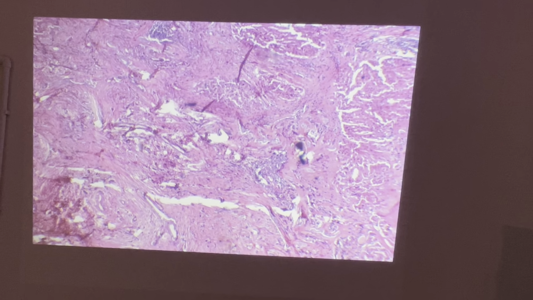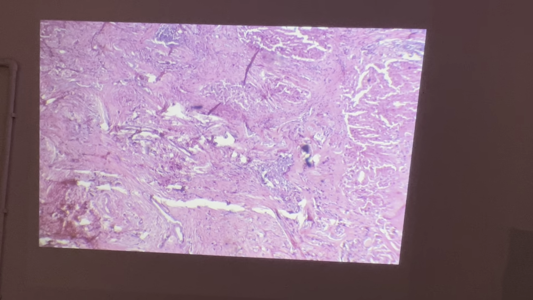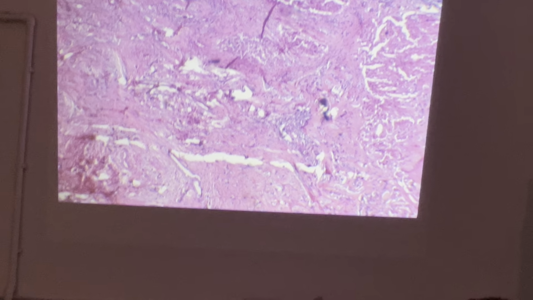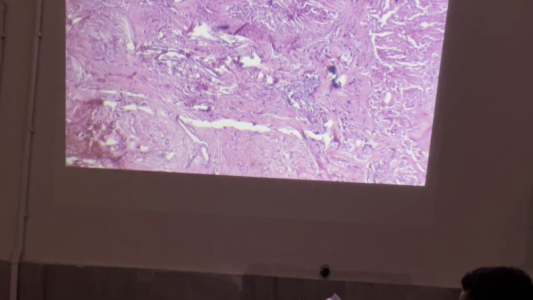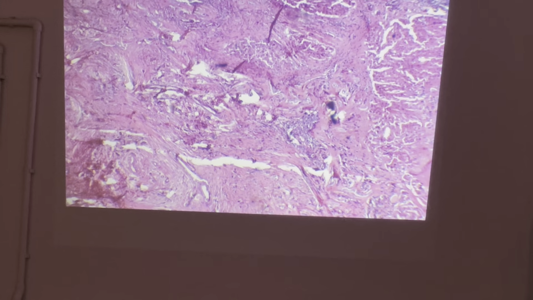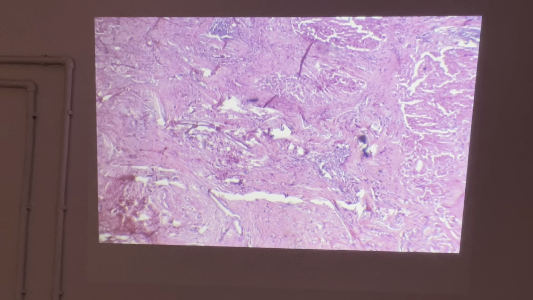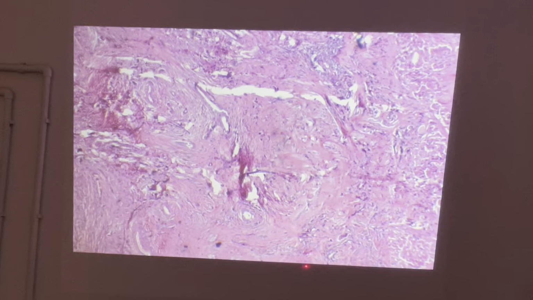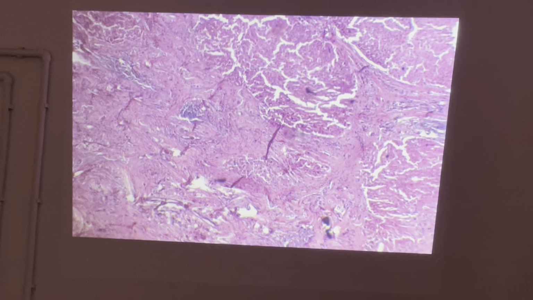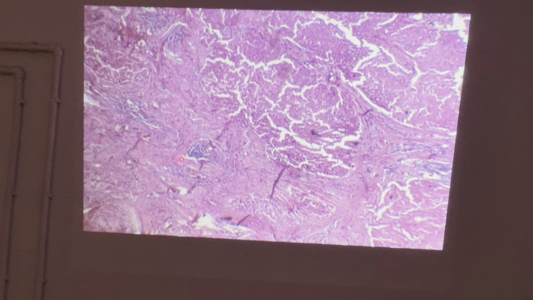But what happened to the bile duct? All the bile duct is replaced by the fibrosis, completely fibrosis. Where is the portal vein? Where is the hepatic artery? Where is the bile duct? Nothing. All of them is replaced by the fibrosis.